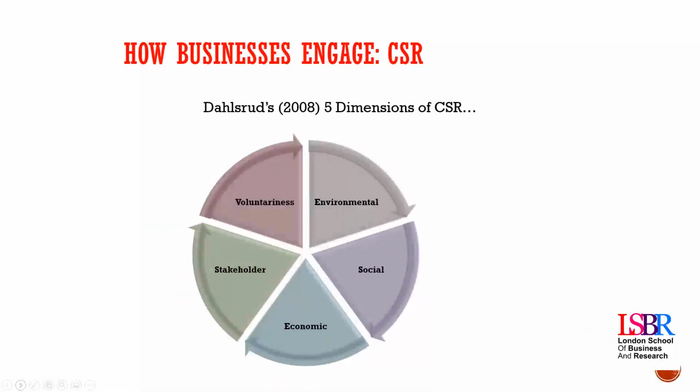So what are different elements that we can understand? So some models for you to consider. Firstly, we've got Dalsrud. So Dalsrud's model covers what we call the 5 dimensions of corporate social responsibility. Now, we've talked about a lot of these, so I'm not going to go into detail, but we've got the environmental component, we've got the social element, we've got the economic impact, stakeholders, which we will discuss very shortly, and what we call voluntariness. So voluntariness looks at how much organizations are willing to volunteer to do things.